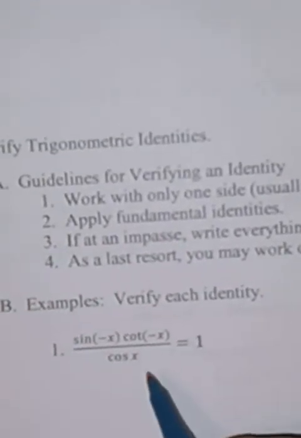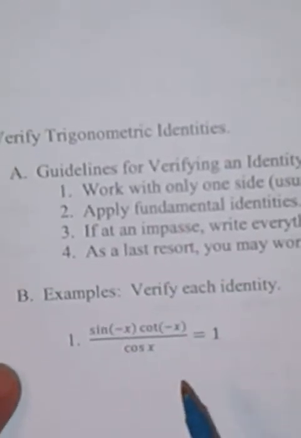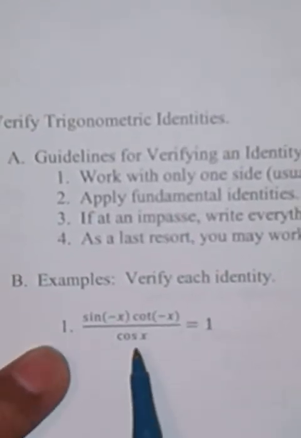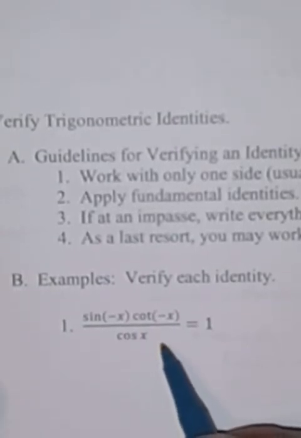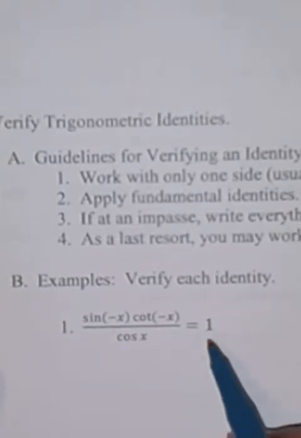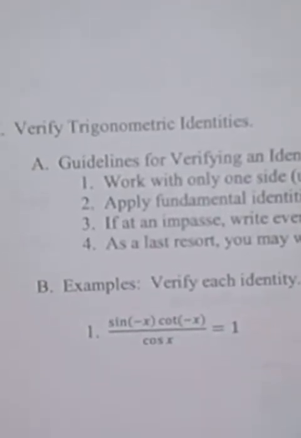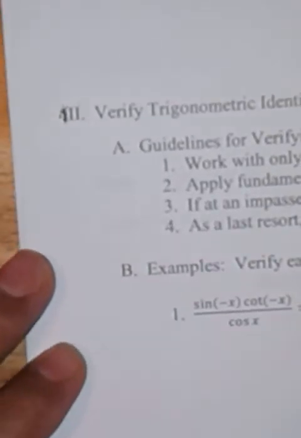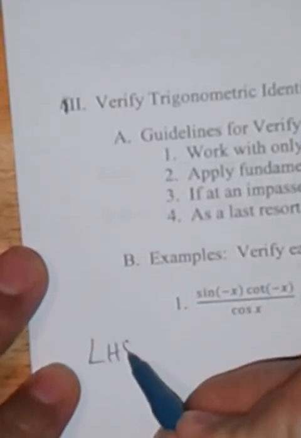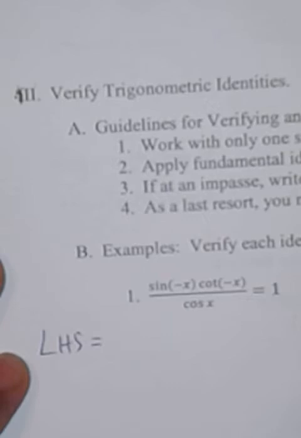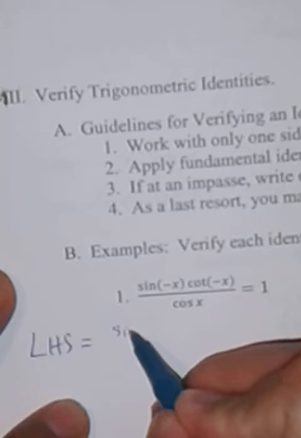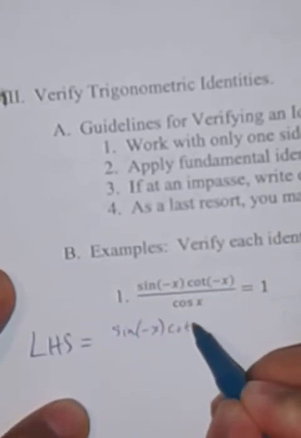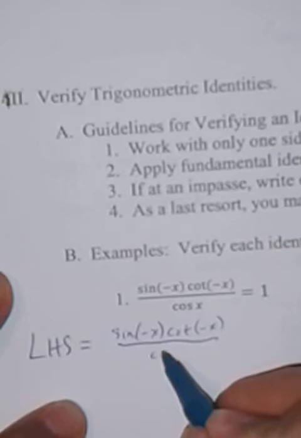All right, so I'm going to follow them in that order. First of all, start with number 1. It says verify the identity: the fraction sine of negative x times cotangent of negative x over cosine x equals 1. Obviously the left-hand side is less simplified, so I'm going to work with the left-hand side. How do I write it? I'm going to say LHS equals, meaning I'm starting with the left-hand side, and I just repeat it: the fraction sine of negative x times cotangent of negative x over cosine x.